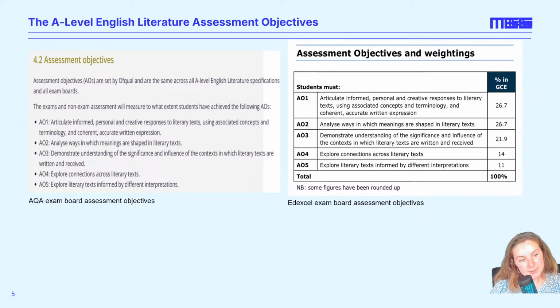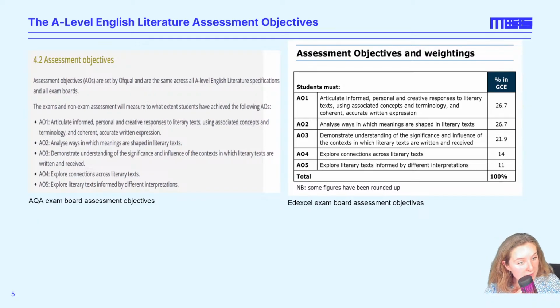AO3, you'll remember this from GCSE, is your contexts. And again, like everything in A-level, it's much more to it than just that Macbeth was written in the Jacobean era and King James had something to do with witches. This is much more thinking about the zeitgeist of the time, the culture of the time, and how these texts interact with the culture of the time. Are they a mouthpiece for the culture, or are they something resisting the dominant culture?